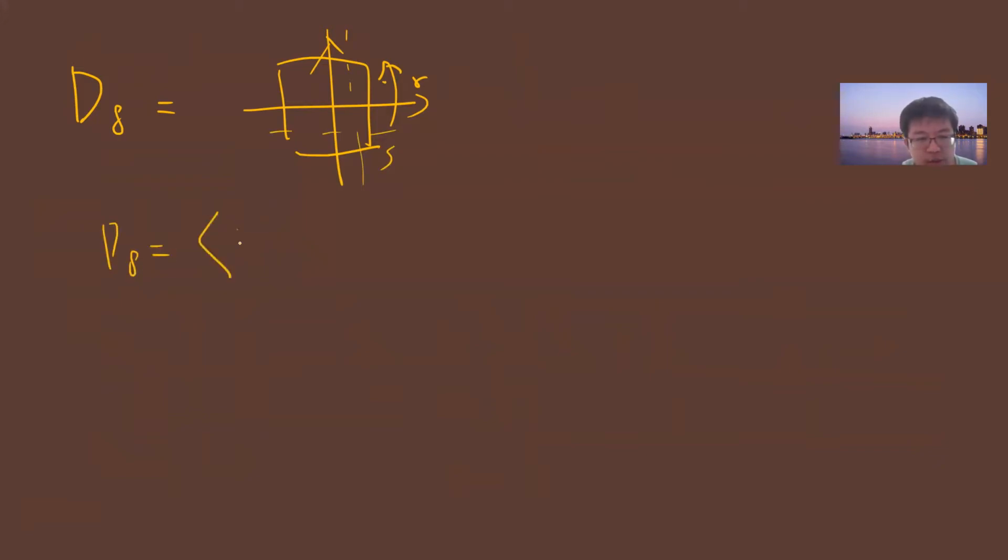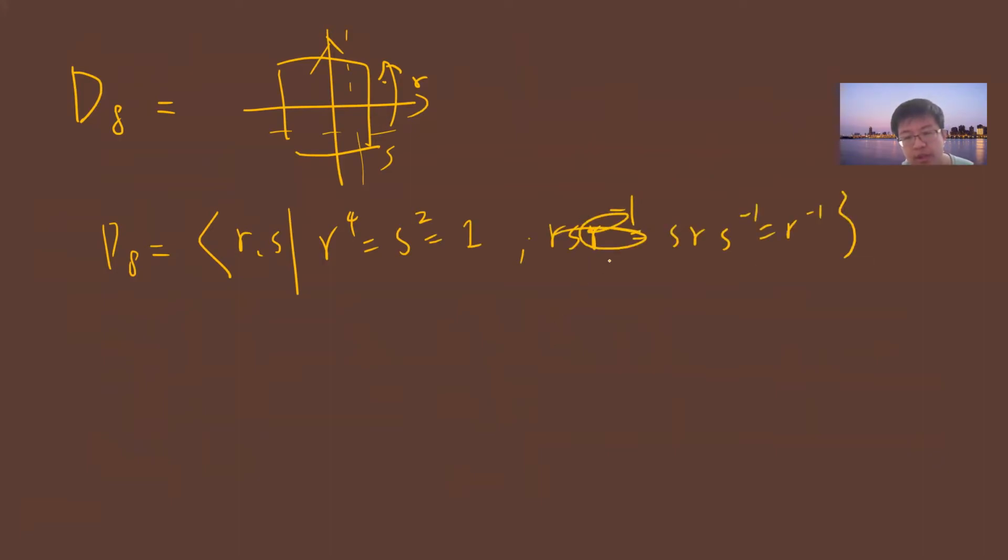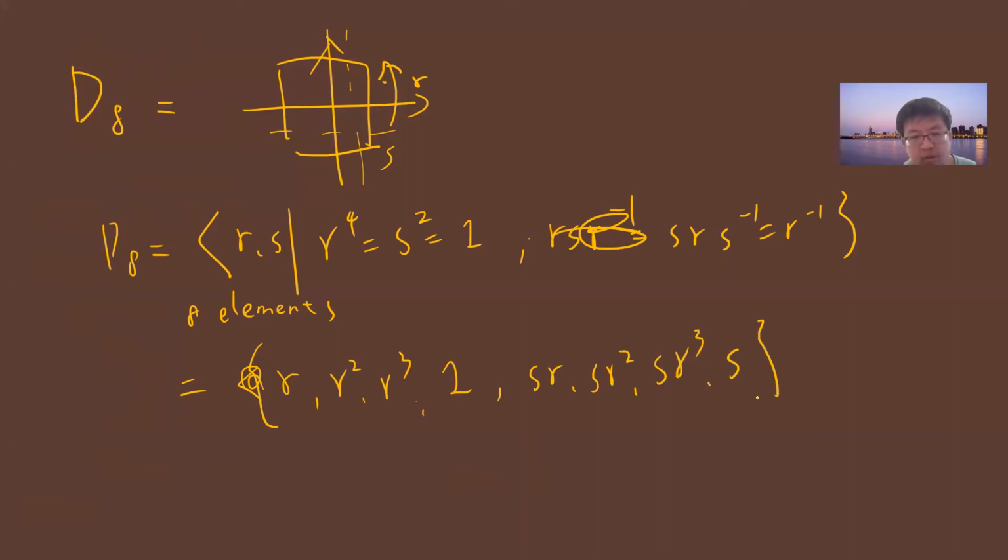So D8 is generated by R and S, where R to the 4 equals S squared equals 1, and SRS is R inverse. So this is the standard representation, and there are a total of 8 elements, which are R, R squared, R cube, identity, and SR, SR squared, SR cube, and S. Right, so a total of 8 elements.